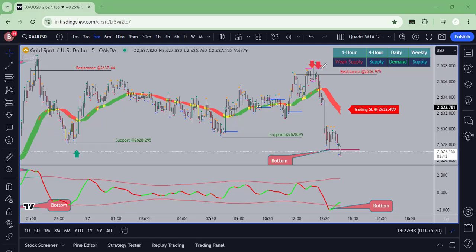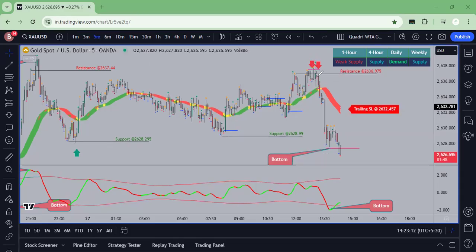So I don't mind paying stop losses because a stop loss is something which we have to abide by. Sometimes we are stopped out, no problem, no issues, because we are planning our trades based on certain fixed rules which are related to stop loss. So this is where I was stopped out. This is my second trading opportunity.